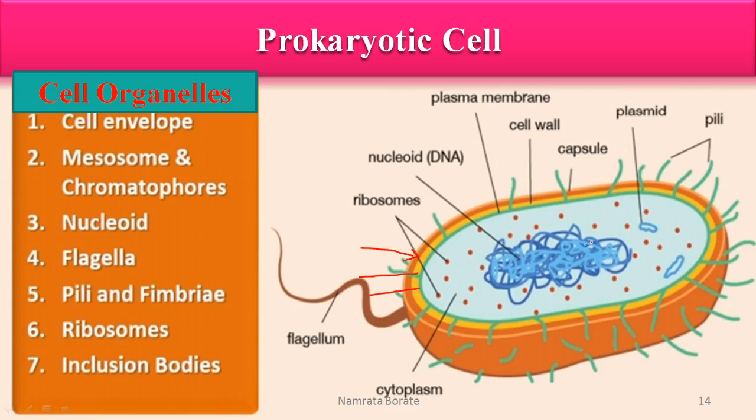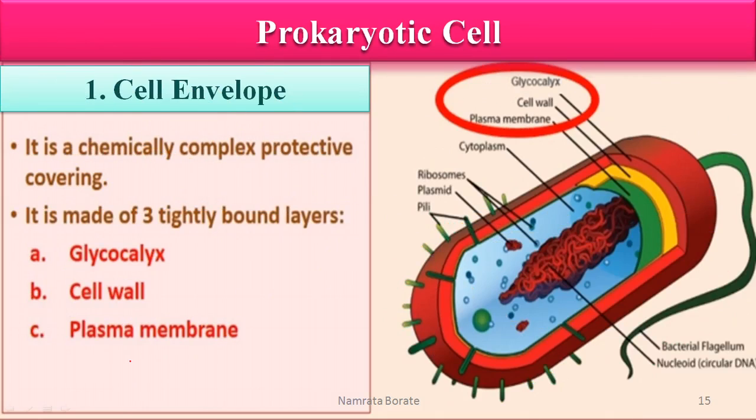Second, there is the presence of mesosomes. Next, there is the presence of the nucleoid. Then there is the presence of the flagella, then the pili and the fimbriae. The next ones are ribosomes and the inclusion bodies. So we will see them one by one.